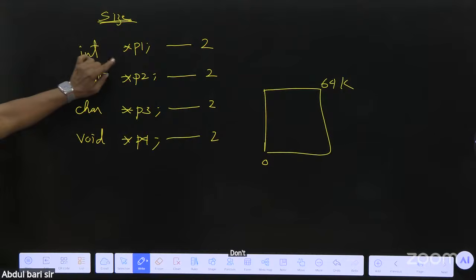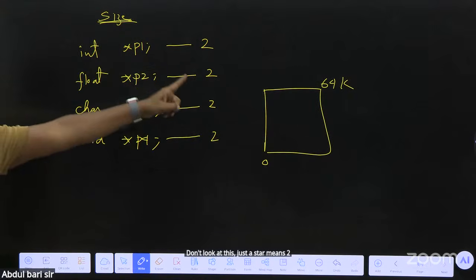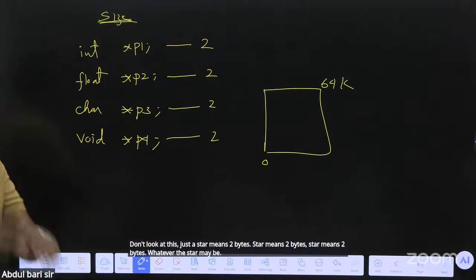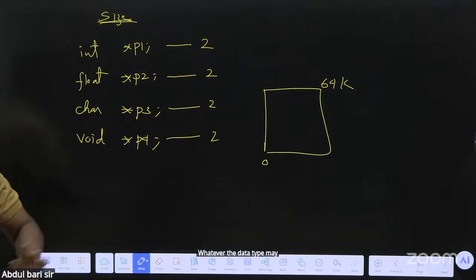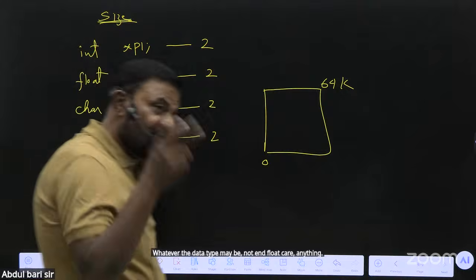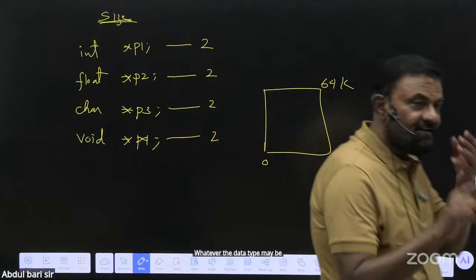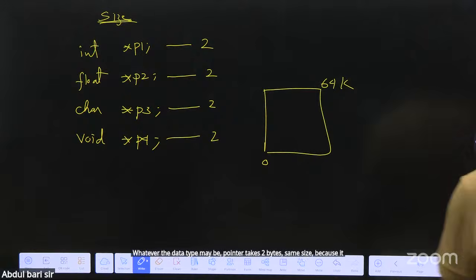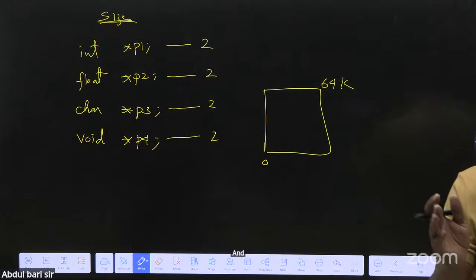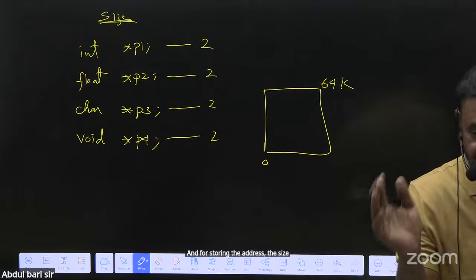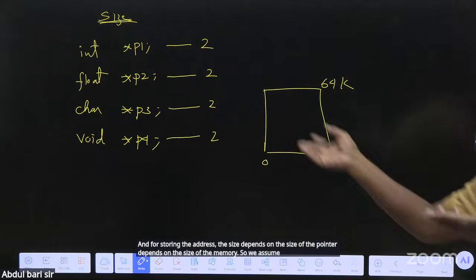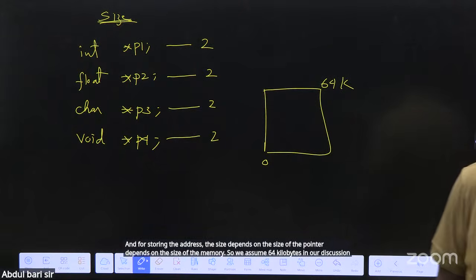Don't look at this. Just star means 2 bytes. Whatever the star may be, whatever the data type may be, not int, float, char, anything, a pointer takes 2 bytes, the same size, because it will store the address. For storing the address, the size depends on the size of the memory. So we assume 64 kilobytes in our discussion. So 2 bytes, we are saying.